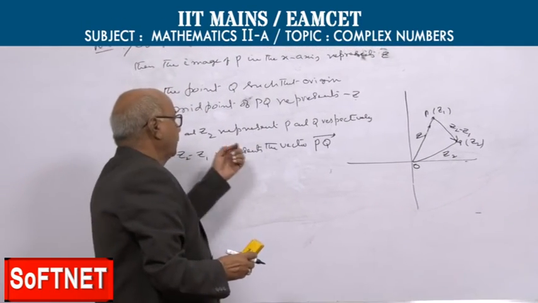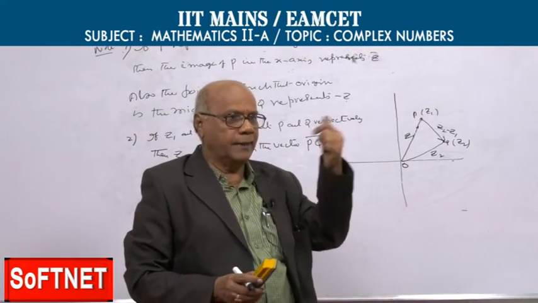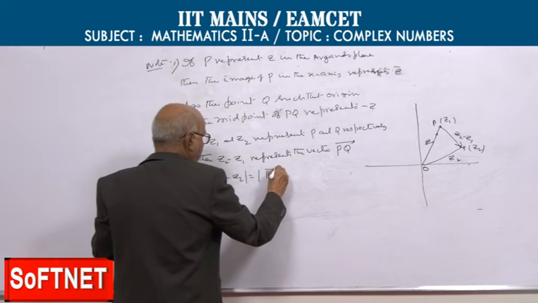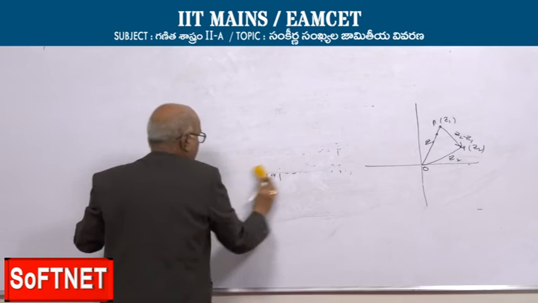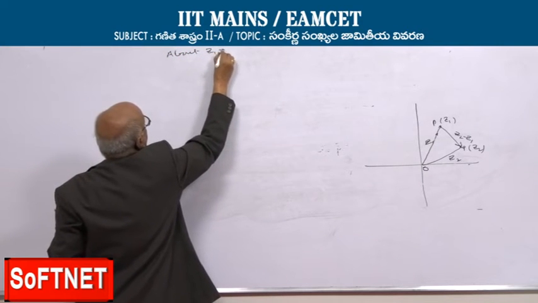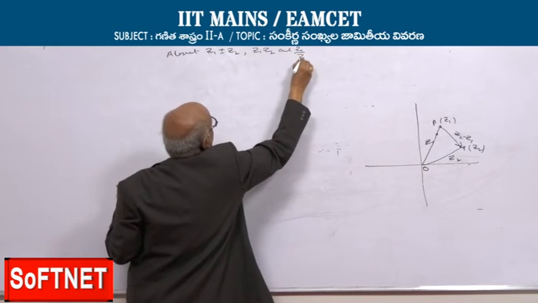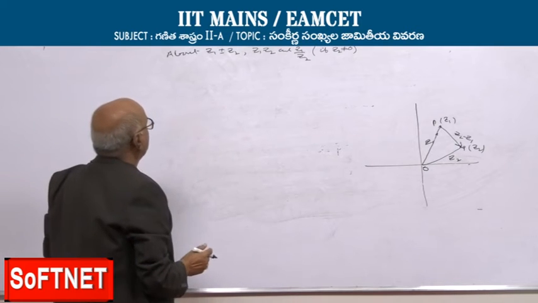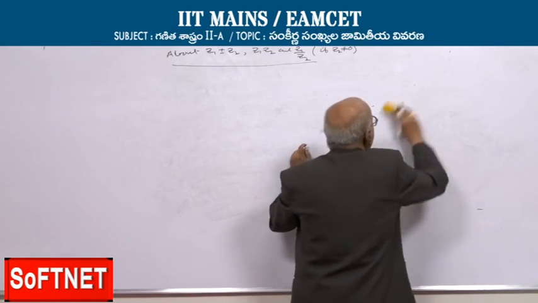Always, in the Argand's plane, if you take any vector AB bar, that is nothing but the complex number representing B minus the complex number representing A. Modulus of Z2 minus Z1 is the modulus of PQ bar. It is nothing but the distance PQ itself. And all of you know about Z1 plus or minus Z2, Z1 Z2, and Z1 by Z2, if Z2 is not equal to 0. These are fundamental points and everybody must know.